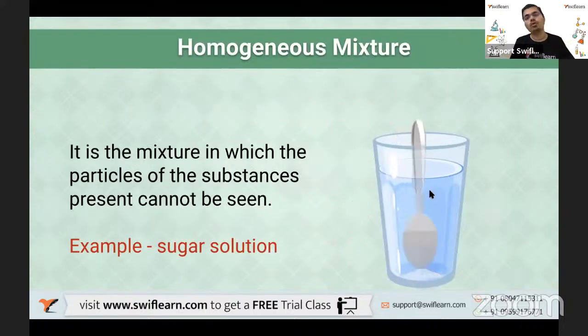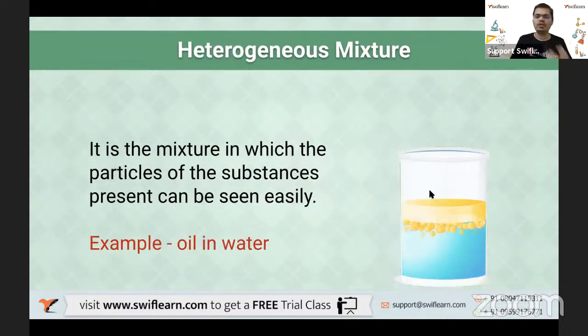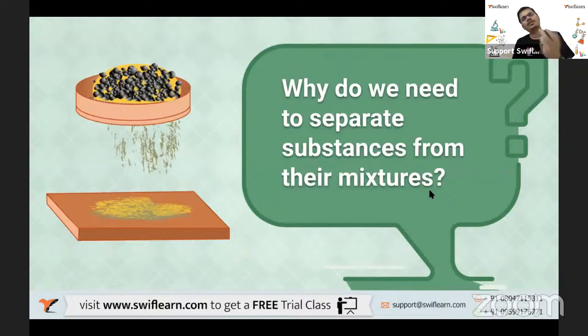So the technical definition: homogeneous is a mixture in which the particles of the substance present cannot be seen, right? Heterogeneous, yes, we can easily see the separation of substances. That is heterogeneous, okay? But why do we need separation? Yes, exactly, very good. Because I want pure things.